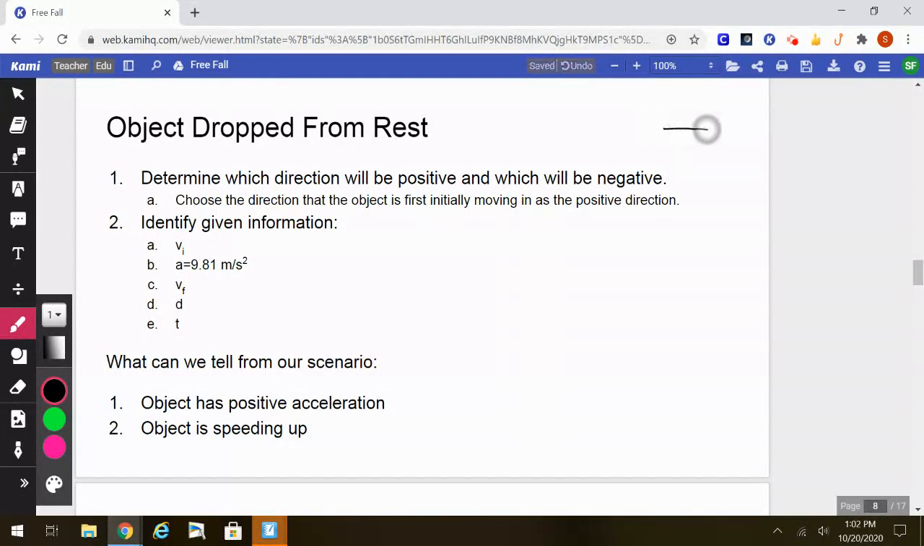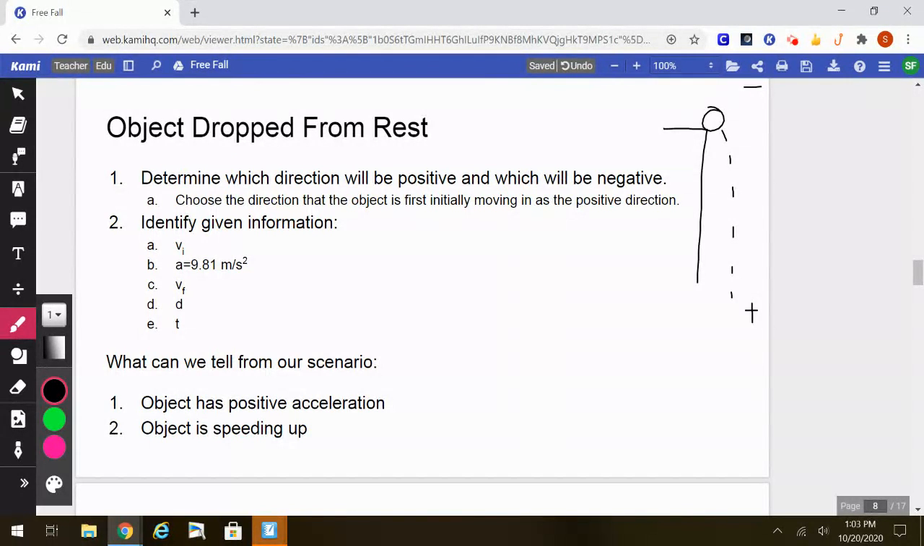We'll draw it out a little bit. Object here, it's being dropped. So ladies and gentlemen, going down is going to be positive. If you go up, it will be negative. We are looking for what VI is, A, VF, D, and T.